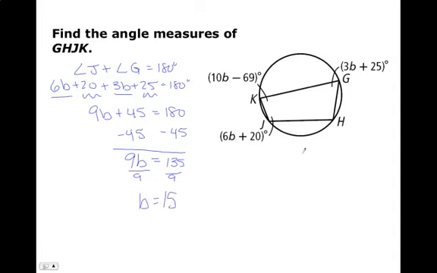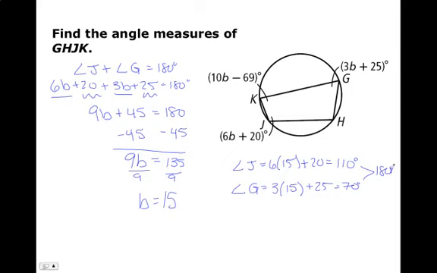Now we can go back and find all the missing angles, or all the angles. Angle J, 6 times 15 plus 20. Which we can check and then do angle G. Do these check out to be 180? Yes, they do. So you know that we did it right.